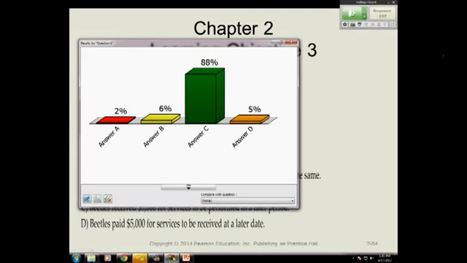All right, so everyone did all right on this one too. Okay, so it is C. So in other words, this is an unearned revenue, which is a liability, which means that they received $5,000 for services to be performed in advance, which means it's an advance collection, which means that it is a liability.